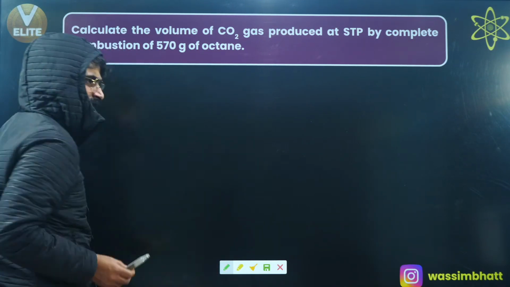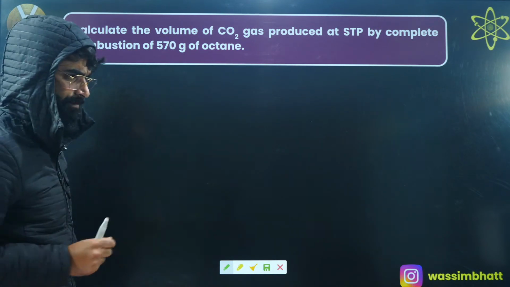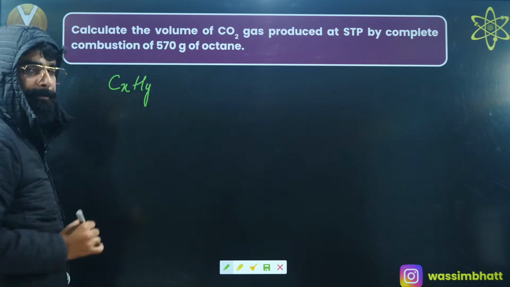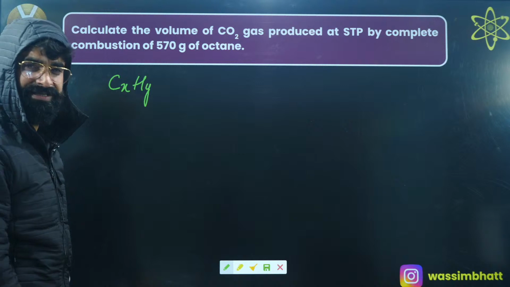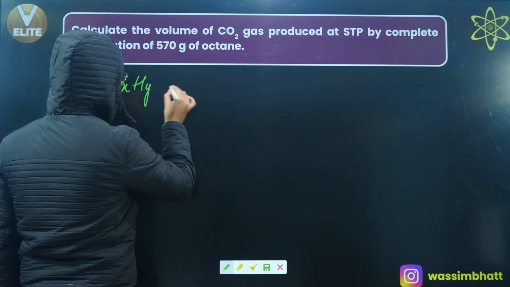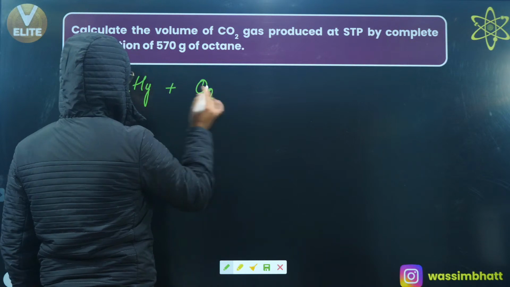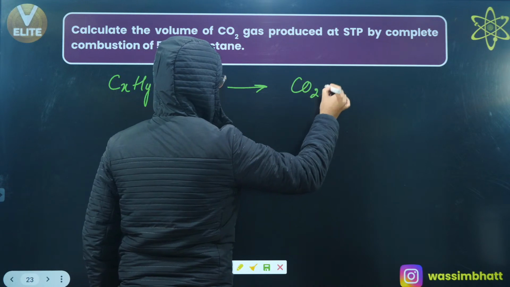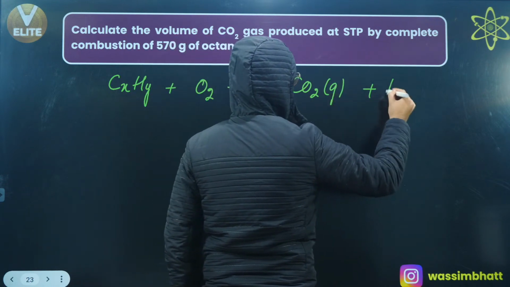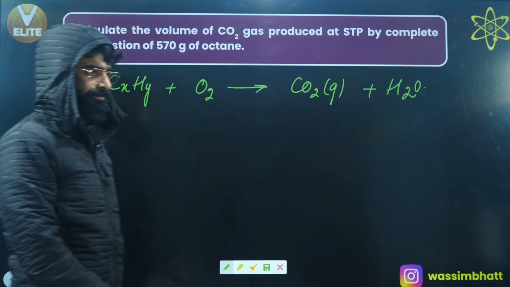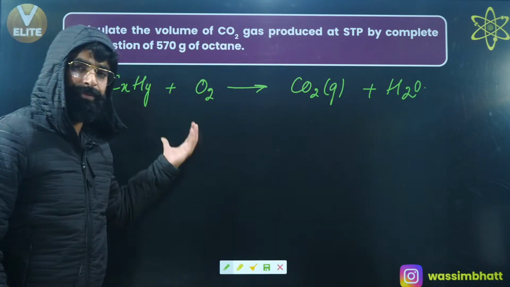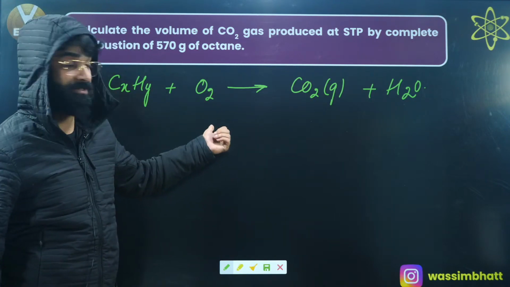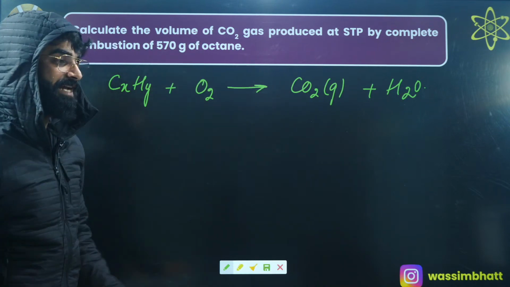First of all, before solving this question, let me tell you one simple thing. Whenever you'll be having a general hydrocarbon CXHY, whenever you'll be doing its combustion, you are going to make this hydrocarbon react with oxygen. It will always lead to the formation of carbon dioxide gas, and with this you're going to get H2O as well. With the excess of oxygen, you'll always get carbon dioxide and water as the product.